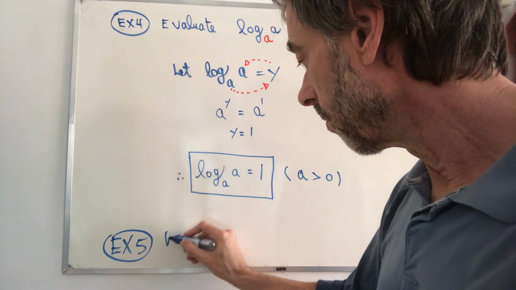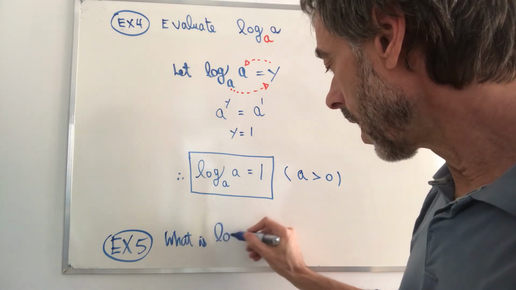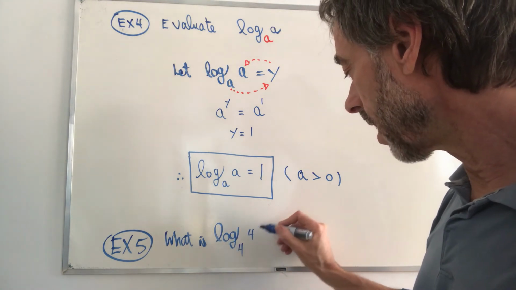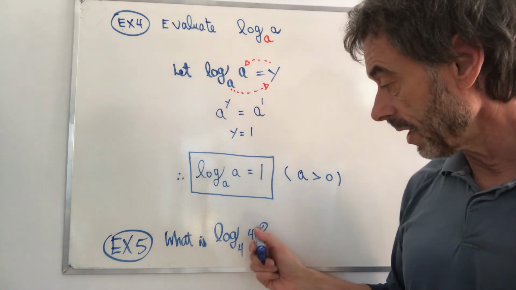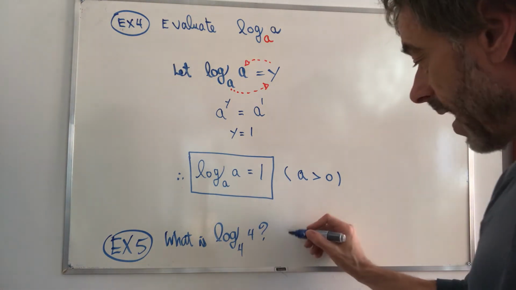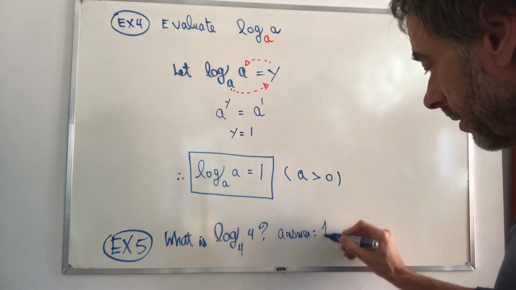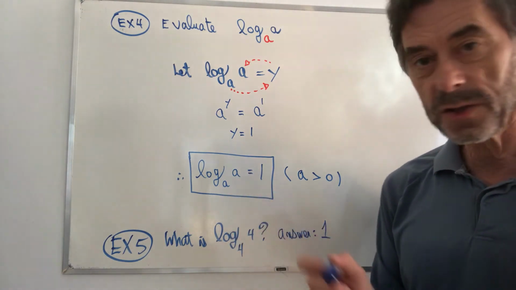So I can do a very quick example. Example 5, what is log base 4 of 4? Well, the base and the inside of the log are the same. So the answer is 1. Log base 4 of 4 is 1 because my identity here tells me so.